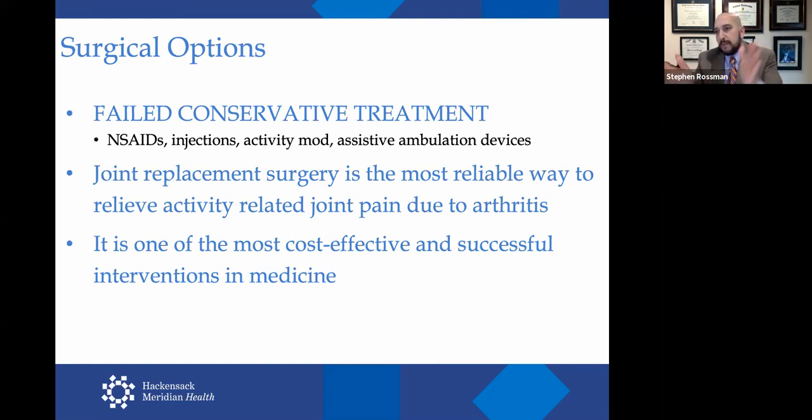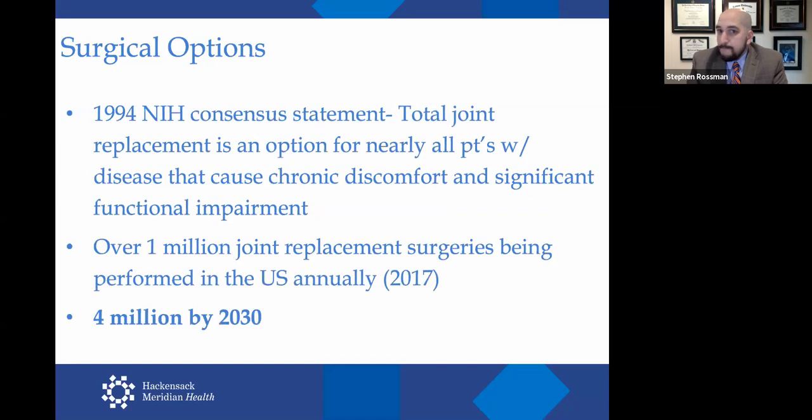Now we say you've got bone-on-bone arthritis, you've failed all the conservative treatments, and most importantly, it's affecting your quality of life, and day in and day out, you're miserable. This is when it's time to consider surgery. It is the most reliable way to relieve activity-related joint pain due to arthritis. It is one of the most cost-effective and successful interventions in all of medicine.